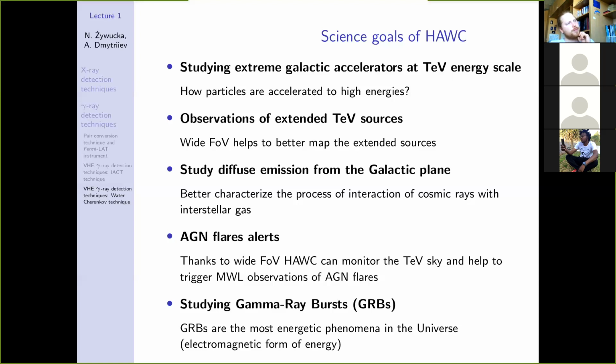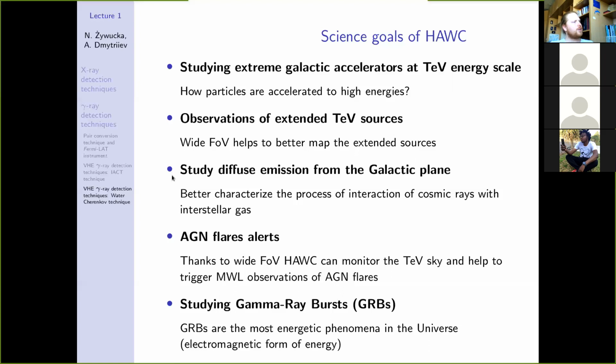So this is where HAWC is helping you out. Due to its wide field of view, it can see the entire source at once. So it allows you to better map these extended sources.